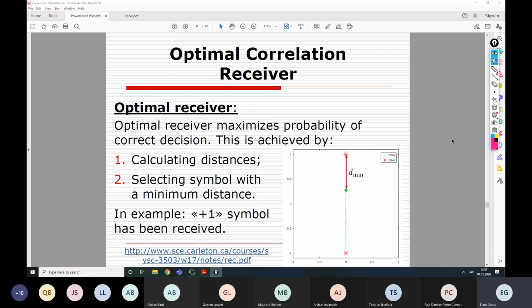And the idea is quite simple. We need to calculate the distance from what we have received to what it could have been. So in this case, we have two possible signals. So we need to calculate both of these distances.